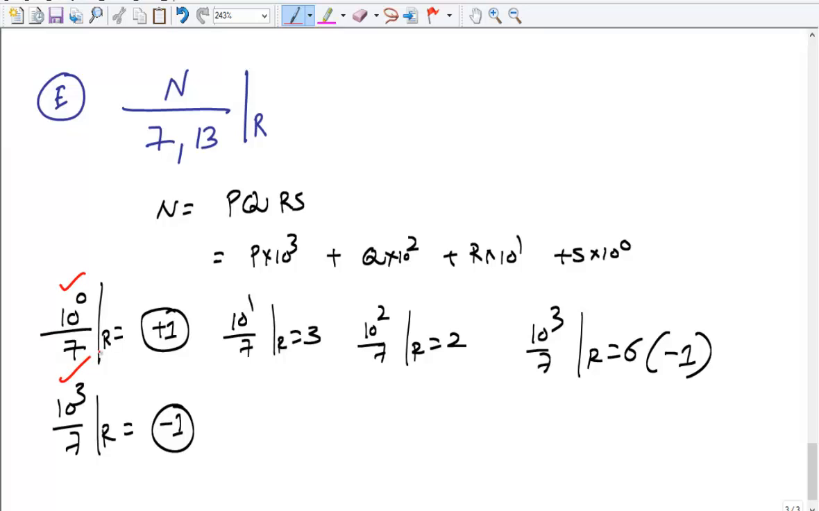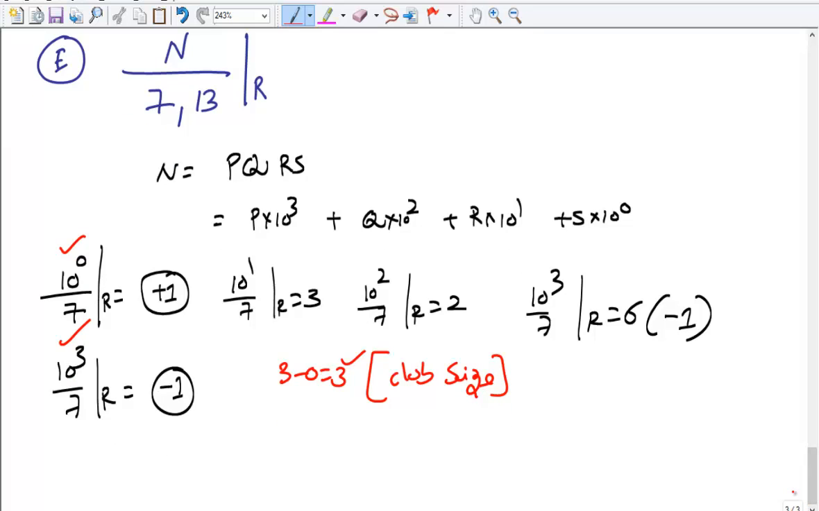So the power is 0 and the power is 3. Now it is the difference of the powers, that is 3 minus 0, that is 3. This is the club size. That's it. Now we need to divide the number into clubs of 3, starting from the unit term.